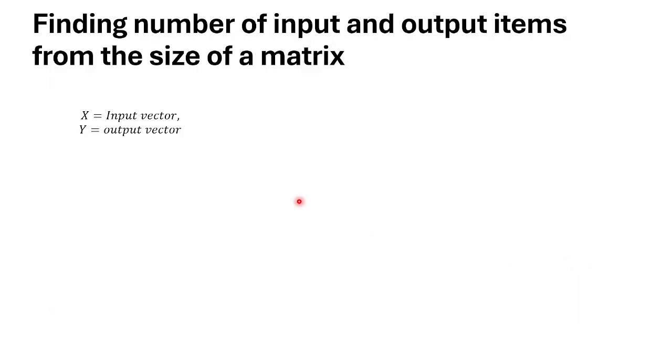So today in this tutorial, I'm going to explain how to find the number of input and output items from the size of a matrix. Now, what does it mean? First, let's explain that. For that, let's see this diagram where we have an input vector and an output vector, and we can see there is a map.